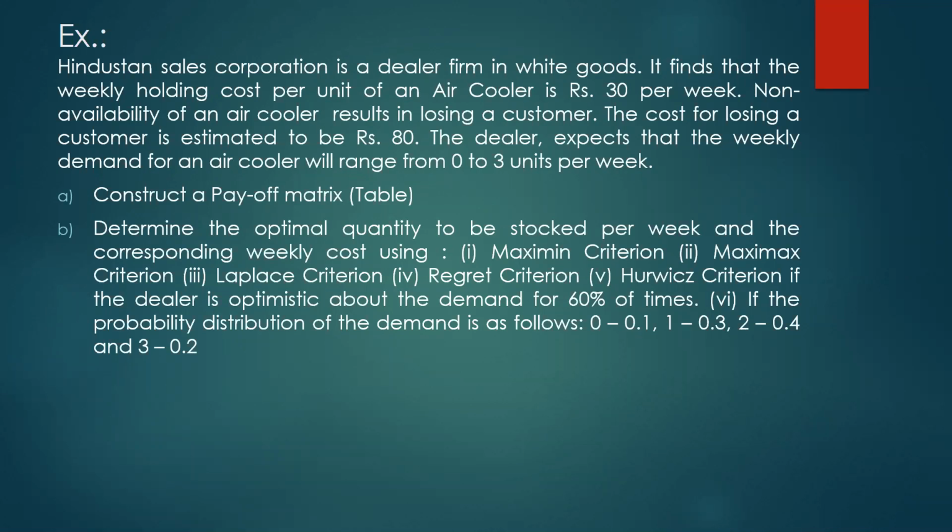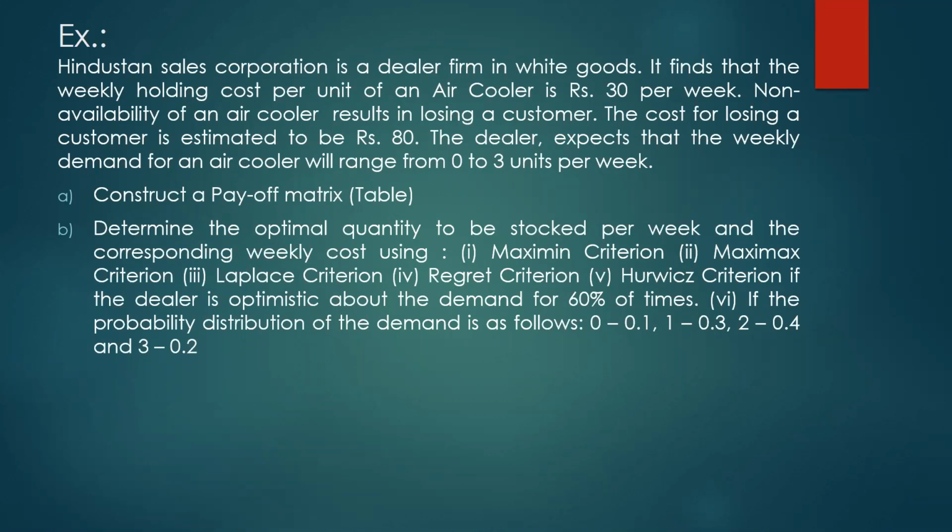the number of units which are unsold multiplied by the weekly per unit holding cost. Here, because I do not have any units with me, as I'm using the first strategy of stocking 0 units, this value will be 0. So the cost for stocking 0 units and a demand of 1 unit is coming to rupees 80. I hope this is clear.